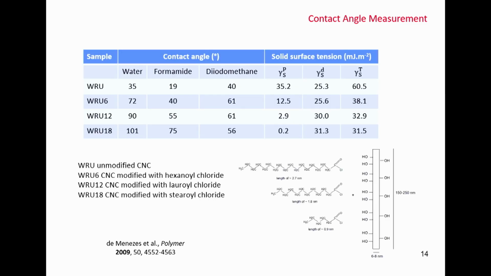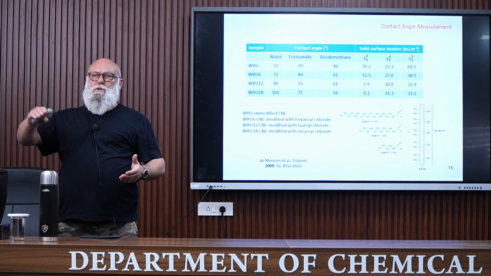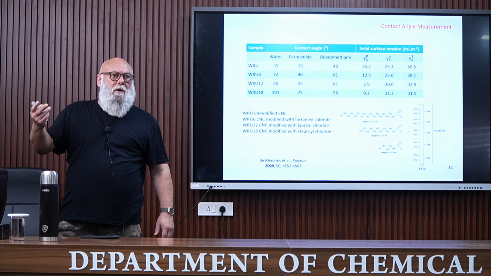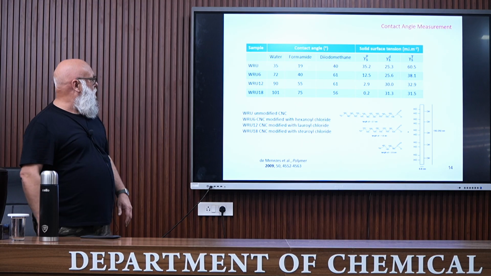So it was done in this example. I already showed you this example. So cellulose nanocrystals that have been grafted with aliphatic chains with different lengths. So the contact angle has been determined using 3 different liquids. So in fact, the objective is to plot a straight line, meaning that 2 liquids are enough, but it's better to have 3, of course.